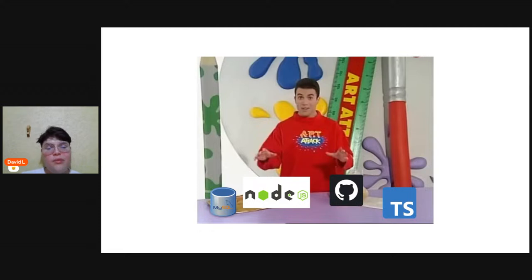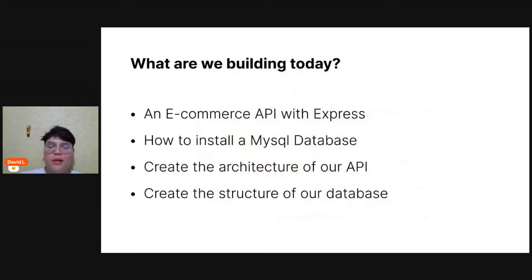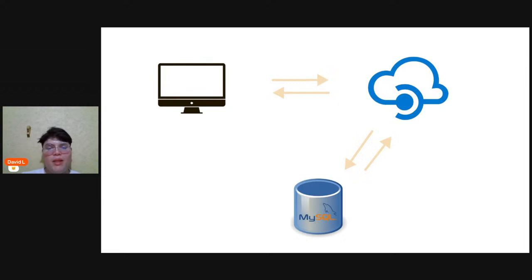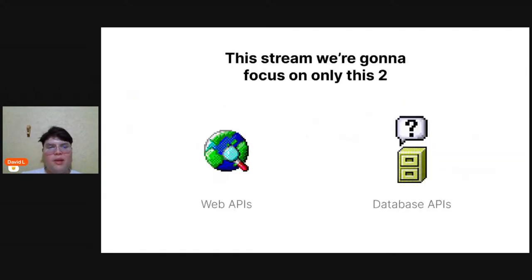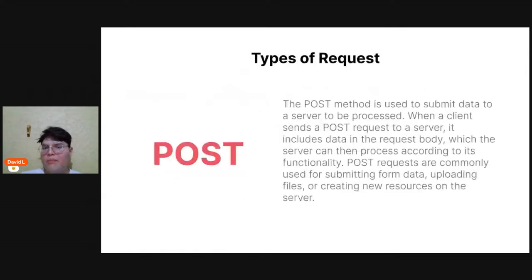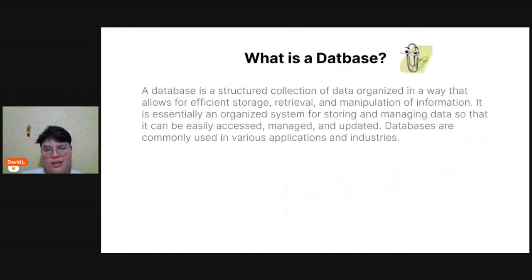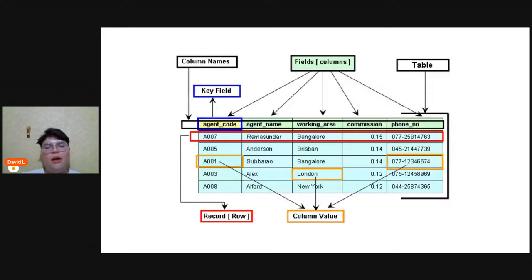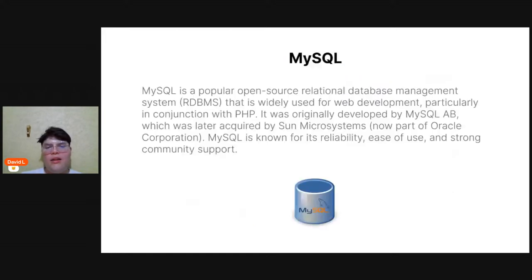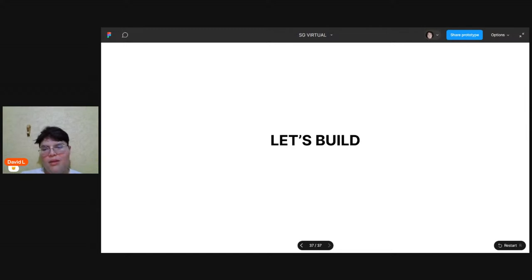So yeah, in the past series we've been building a lot of stuff with Node.js, TypeScript, Express, and MySQL. We've been using GitHub Codespaces. Also, we were building an API with Express. We were looking at how to install a MySQL database, create the architecture of our API, and create the structure of a database. We were making some stuff with our API, with our client, and also with MySQL. We learned the basics about what an API is, the types of API that exist, the types of requests that we can send to an API, what a database is, the types of databases that exist, and how relational databases and tables work. And yeah, basically, that's all that we are making today.